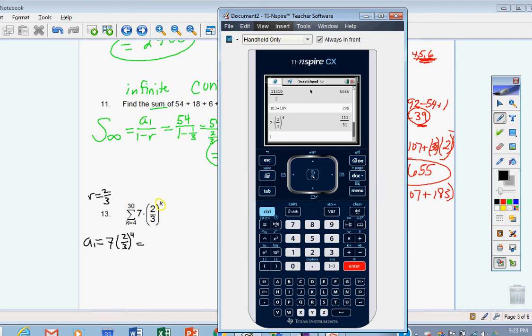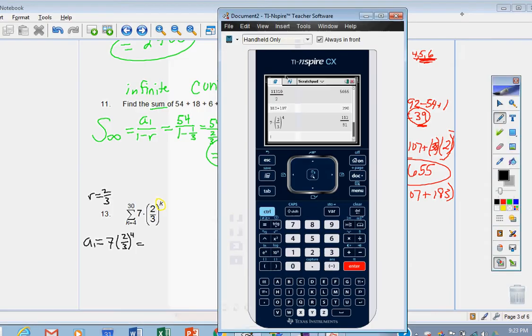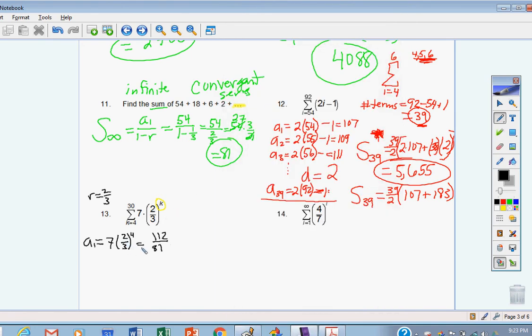112 over 81. I think that's what it says. Yep, 112 over 81. Yeah, that makes sense with 3 to the 4th. Okay, so I've got 112 over 81. Now here's the deal. That right there is my first term, and that's all I'm going to need because I know my R value. I know my R value is 2/3.